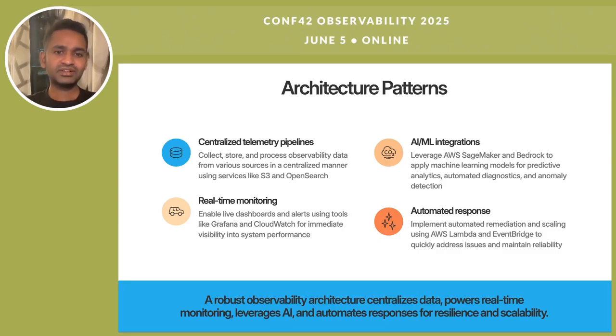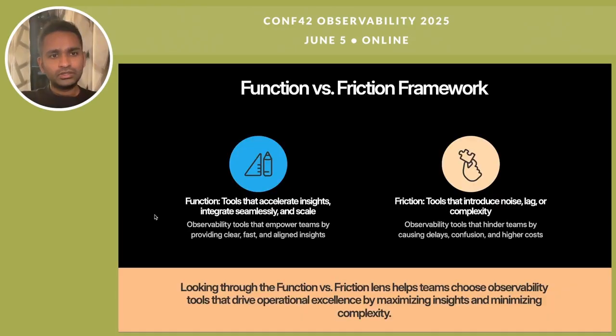As mentioned, a robust observability architecture centralizes the data, powers real-time monitoring, and leverages AI and automated response for resilience and scalability. So now let's understand what is function and what is friction. It's a framework that we should keep in mind when selecting cloud managed services. And it's very important to follow this approach, right?